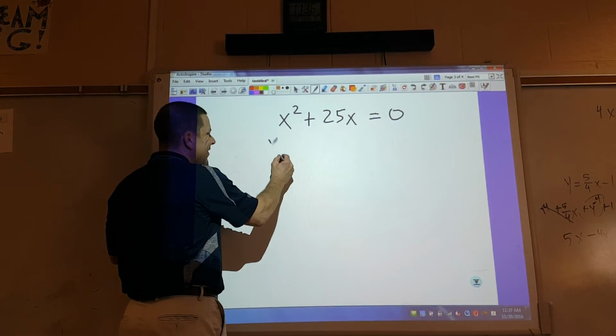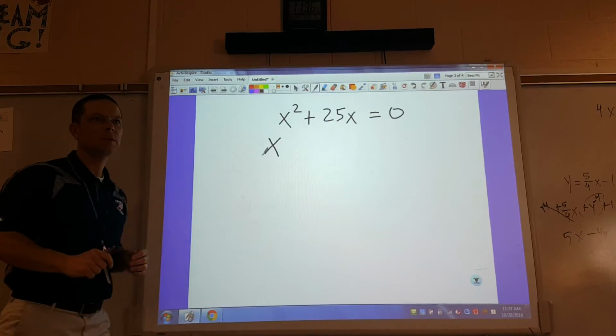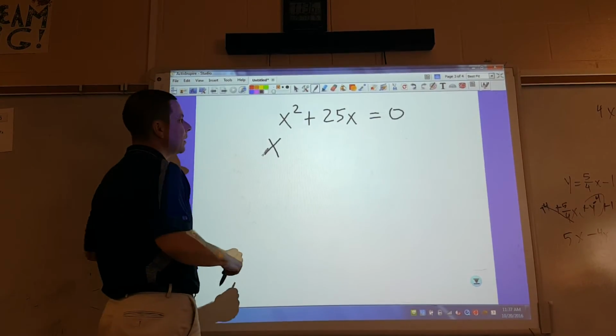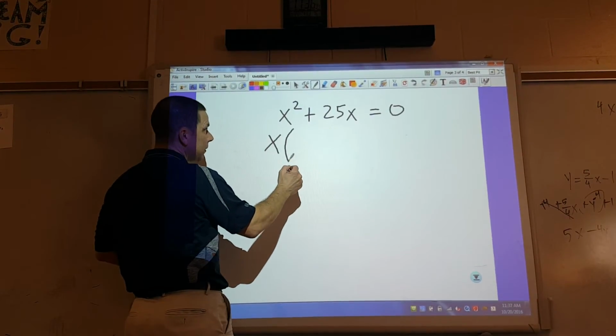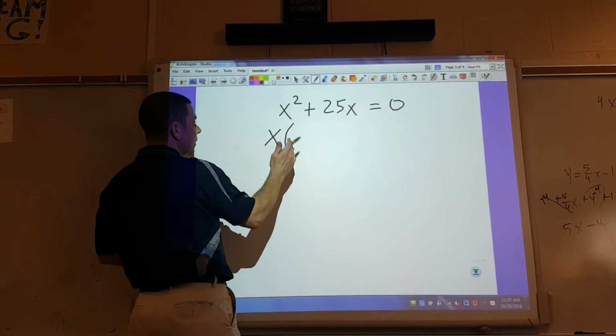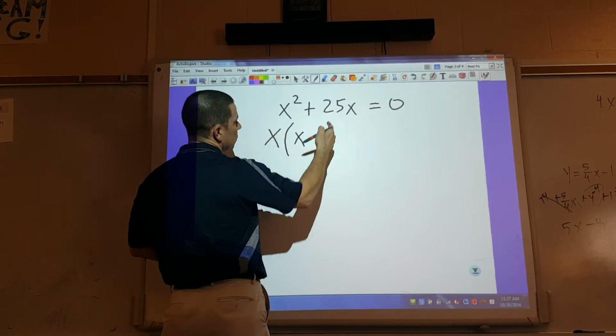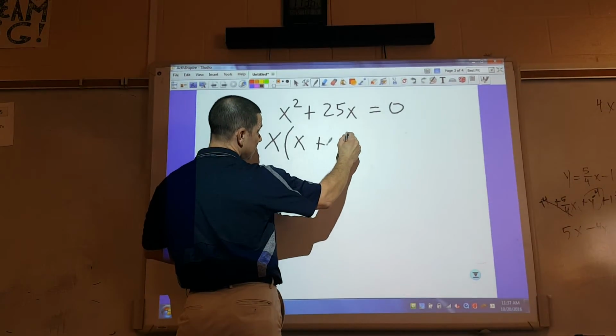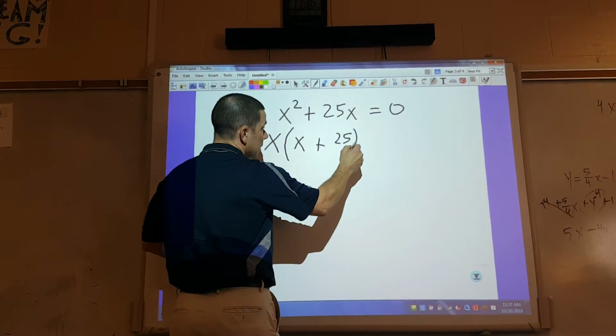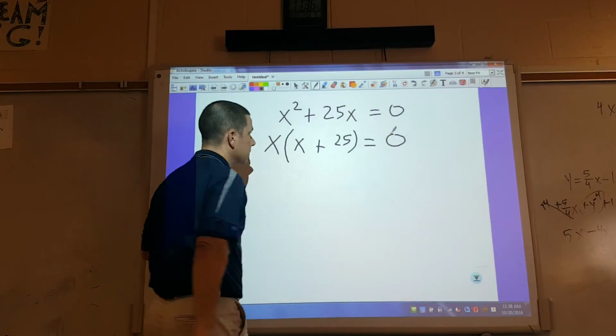Yeah. What is the greatest common factor of these two terms? X. There's no 5 in this first one. So we factor out an X. We have X times what gives us X squared? X. Plus X times what gives us 25X? 25. And that equals 0.